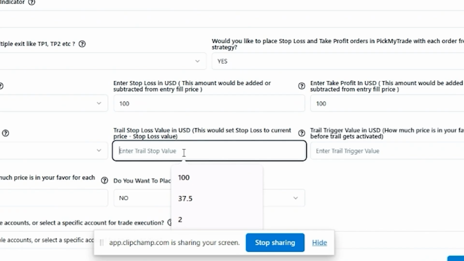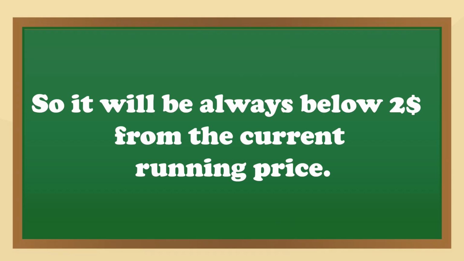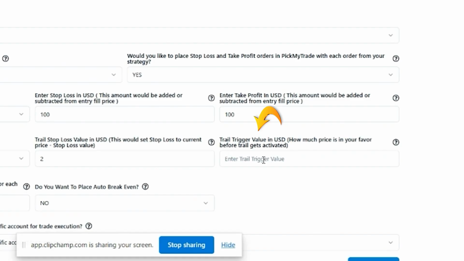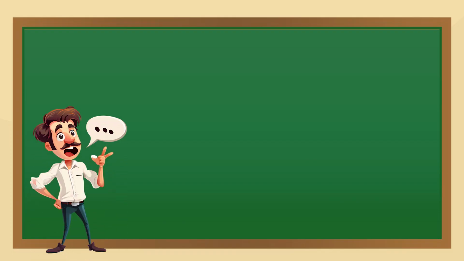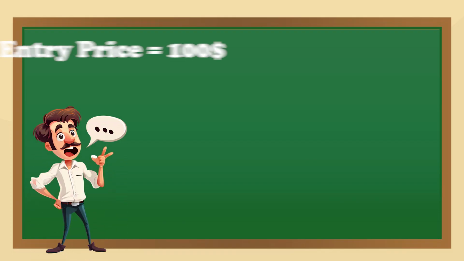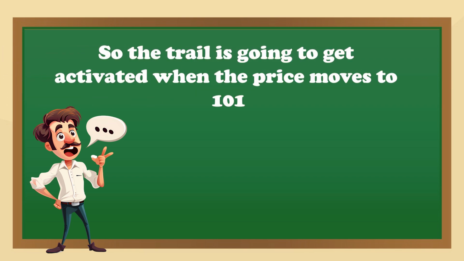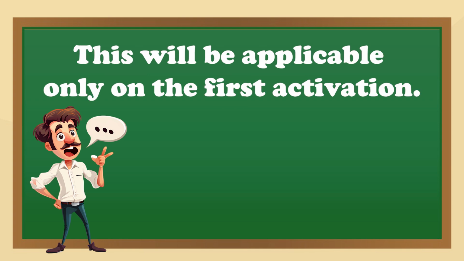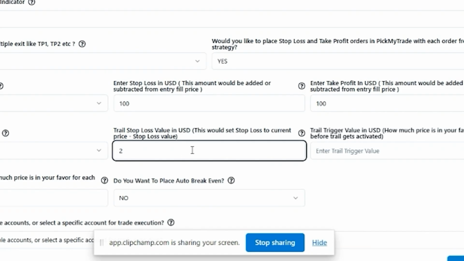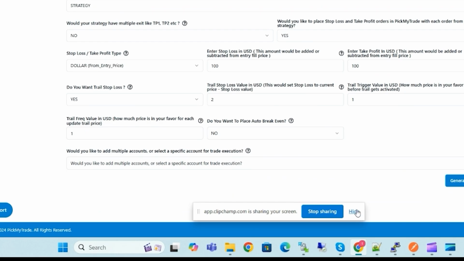Let's say we put the trail value as 2, so it will always be $2 below the current running price. In trail trigger value, whenever the price moves in my favor, let's say we put a $100 entry, and the price moves $1 in my favor, the trail is going to get activated when the price moves to 101. This will be applicable only on the first activation. Here, frequency works for every subsequent activation.